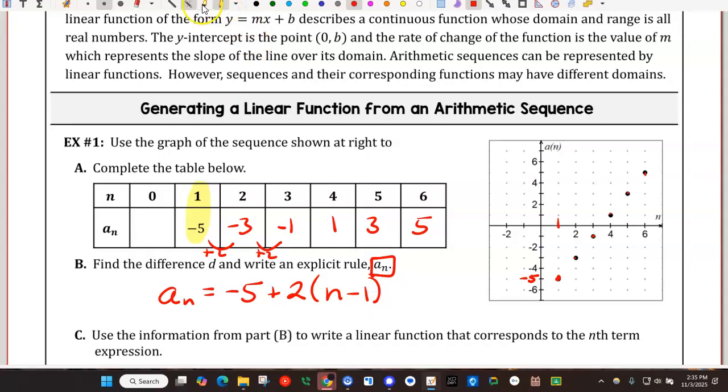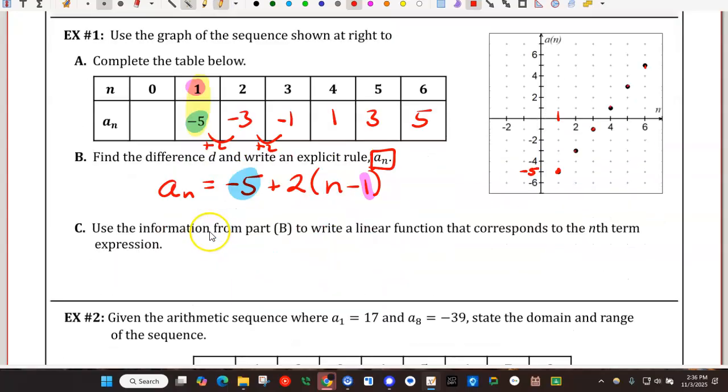If you're not given the first term, this one is the same as this one, and this -5 is the same as this -5. So if you're not given the first term, you could really use any of these terms. And if you go through and solve it for slope-intercept form, that's what they're talking about in Part B.